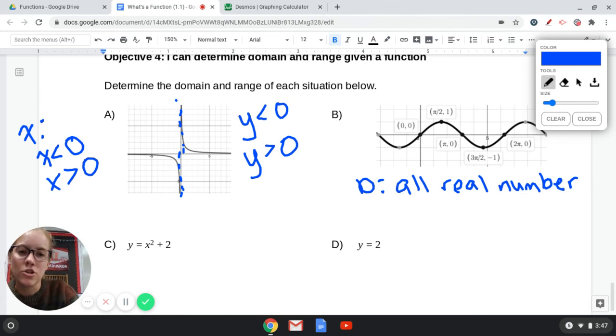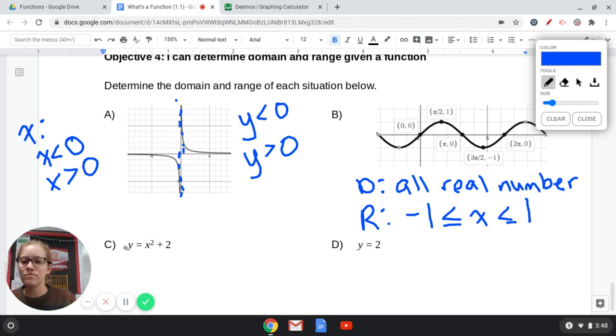Okay, and now the range. How high does this graph go and how low does this graph go? Not forever. You might see that it fluctuates between a 1 up top and a -1 down bottom. So that means x is between -1 and 1. Okay, and now we can graph these two, C and D. I would suggest that. It's pretty straightforward.